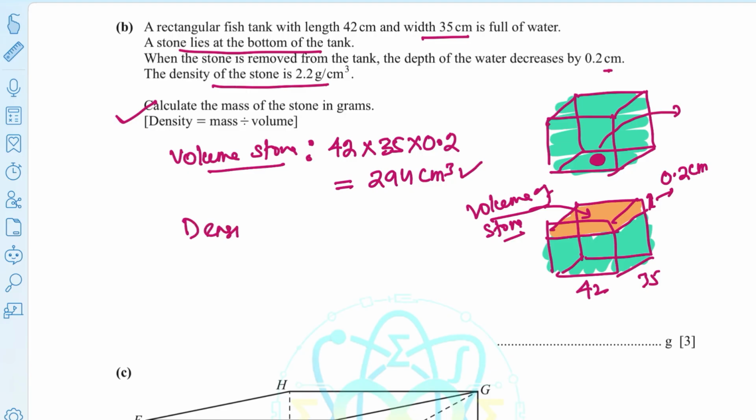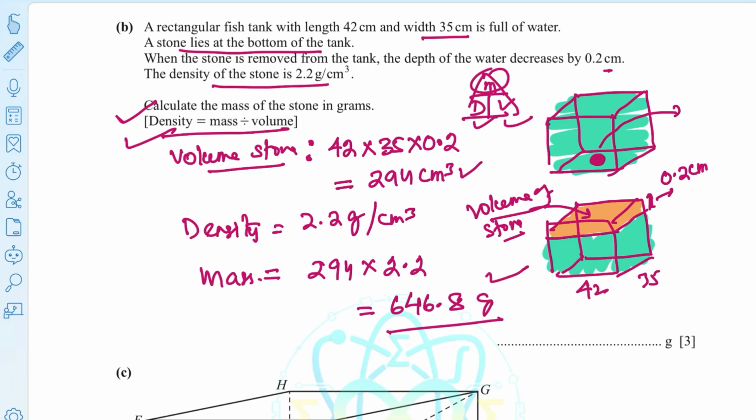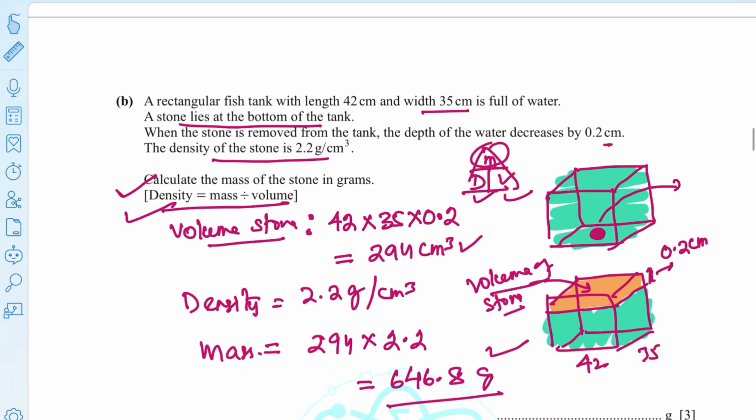So density is given, that equals 2.2 grams per centimeter cubed. And to find the value of mass, if you remember, the density formula is density equals mass over volume. To find the mass, we have to multiply the density and volume. So mass equals 294 times 2.2, which is exactly 646.8 grams. That is what the question is all about. Clear? The mass is 646 grams. Next question, please.